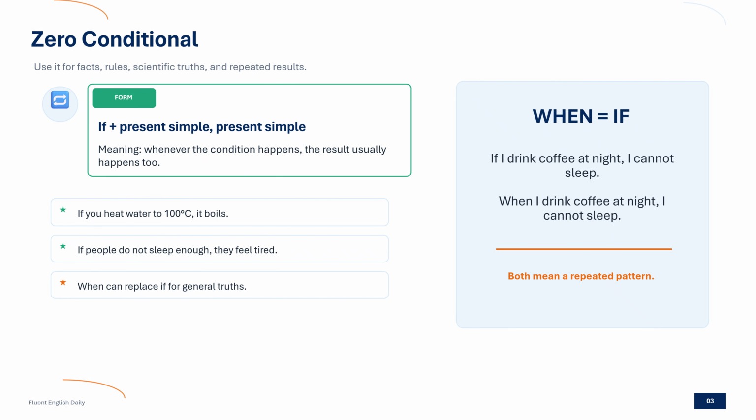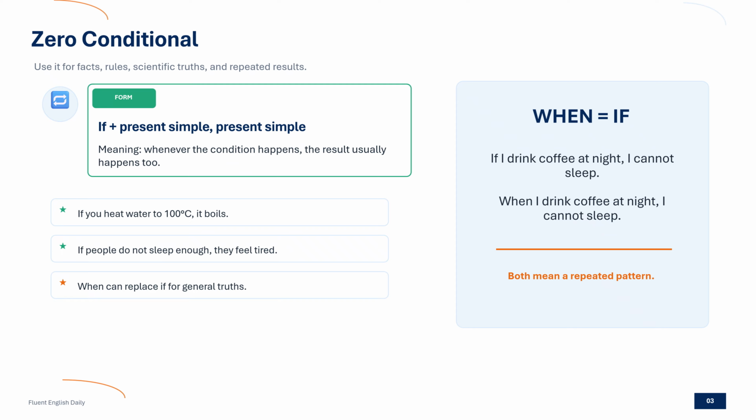We use the zero conditional for facts, scientific truths, rules, habits, and results that happen repeatedly. The structure is if plus the present simple, followed by the present simple. For example, if you heat water to 100 degrees Celsius, it boils. This is a scientific fact. Whenever the condition happens, the result happens too.